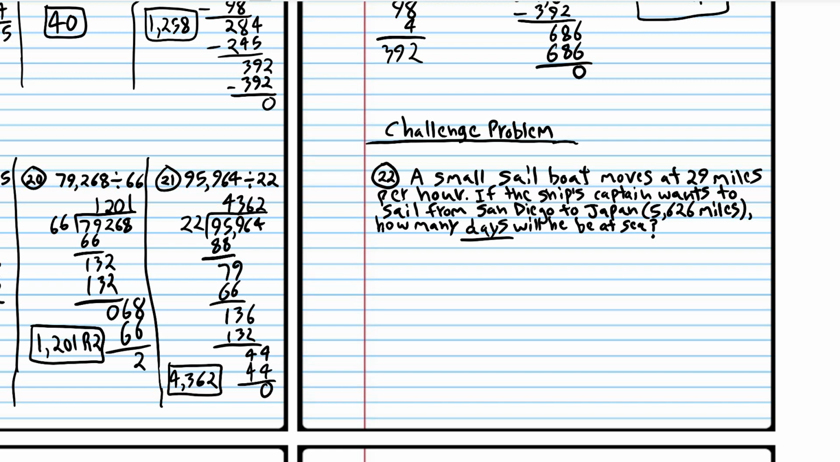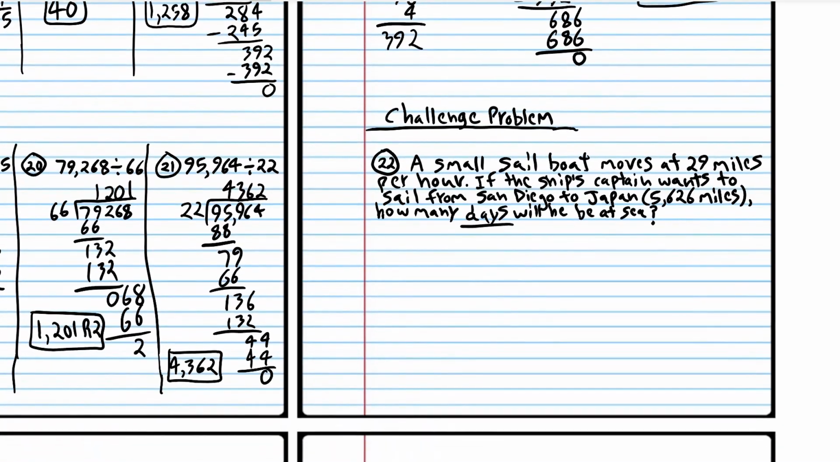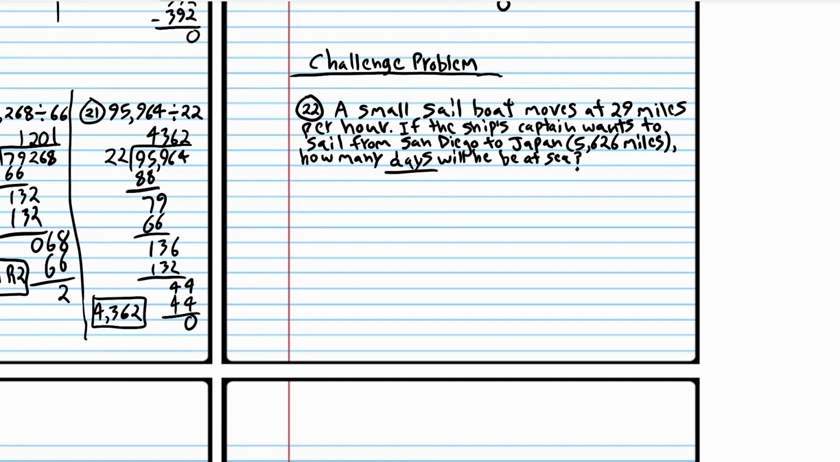But in this class, we're going to use the quick algorithm. The algorithm we've been using in all the previous problems. So we want to figure out how many times 29 goes into 5,626. That's the same thing as a division problem. So 5,626 divided by 29. 29 doesn't go into 5, but it does go into 56. And it goes in one time. 1 times 29 is 29. 56 minus 29 is 27. All right, bring down the next number as usual.